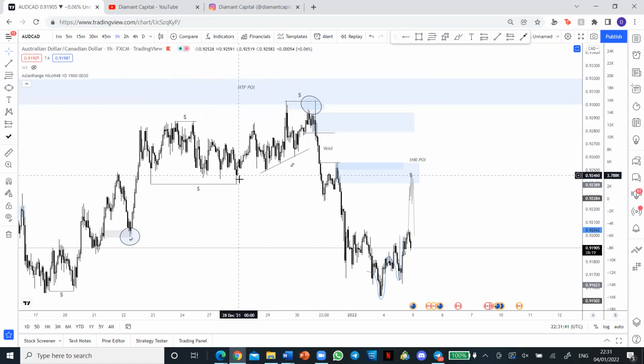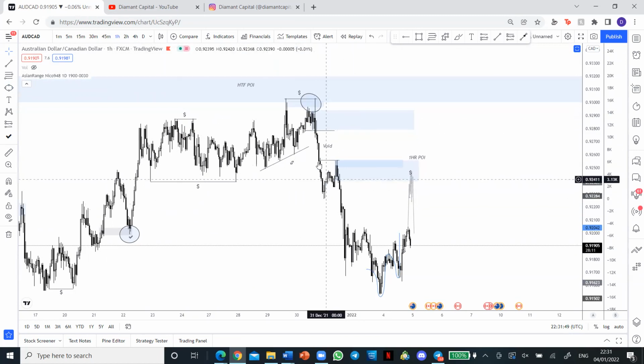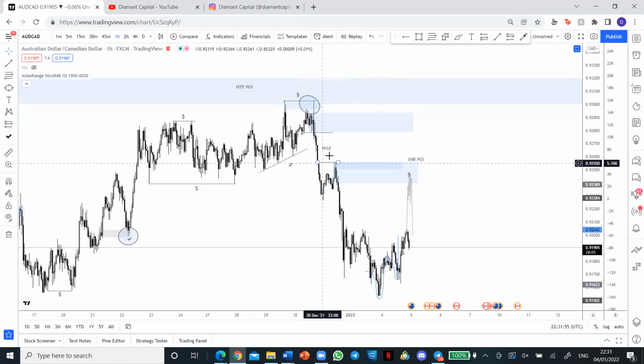Our secondary structure is these points right here, these equal lows, which gives me extra confirmation that we were looking for sells. So as soon as we broke this short-term structure, we know that on the short term, we can look for sells. So I was personally looking for this area. It didn't come back up, just kept going back down.